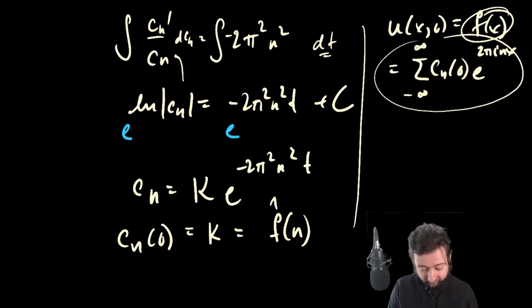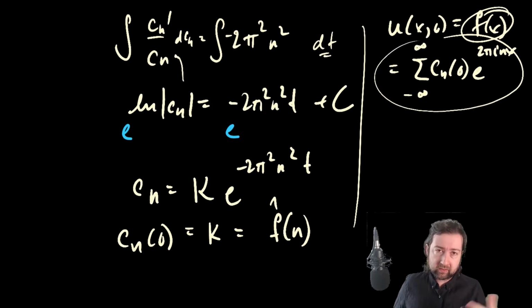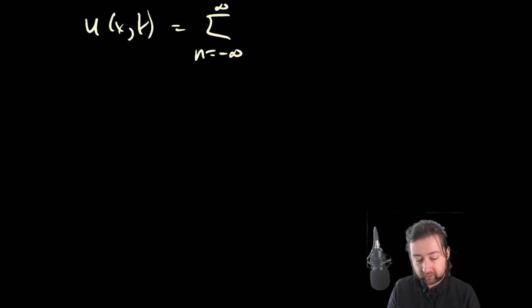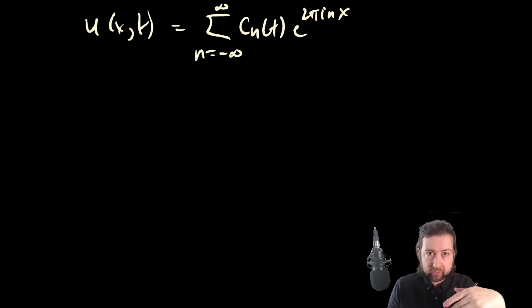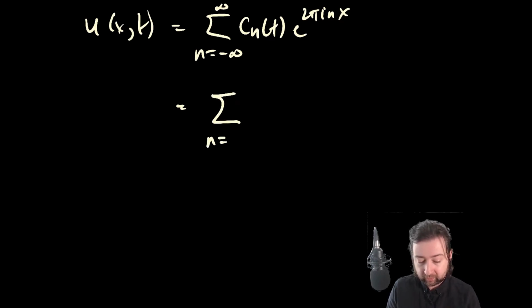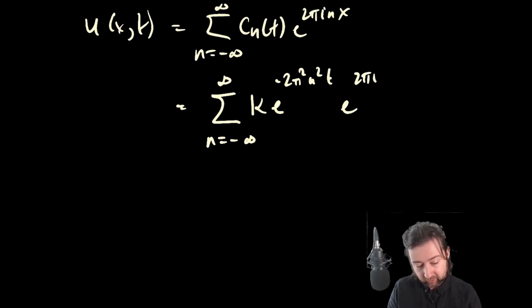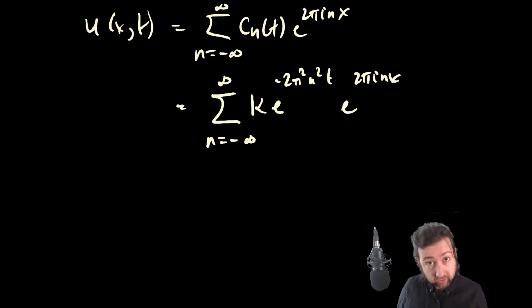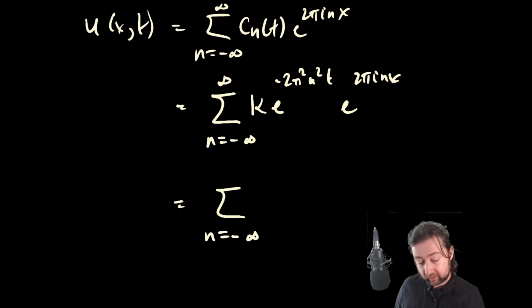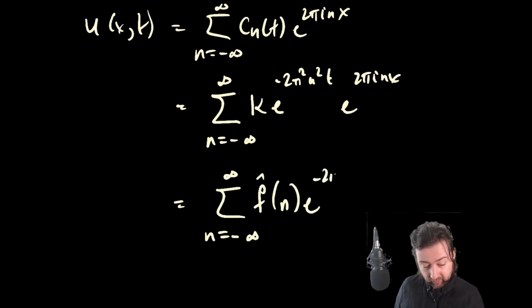That's amazing. But not surprising. If we're going to represent the solution as a Fourier series, we expect that the Fourier coefficients of the initial temperature distribution have to come into play somehow. So where are we? We started with u of x and t, guessing that this was equal to the sum from n equals minus infinity to infinity of Cn of t e to the 2 pi i n x. Then from this form and plugging into the differential equation, we found that this is equal to the sum of k e to the minus 2 pi squared n squared t e to the 2 pi i n x. But we could go one step further and use our initial condition to show that this was equal to the sum from n equals minus infinity to infinity of f hat of n e to the minus 2 pi squared n squared t e to the 2 pi i n x.